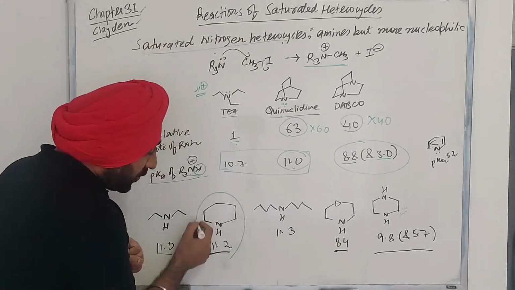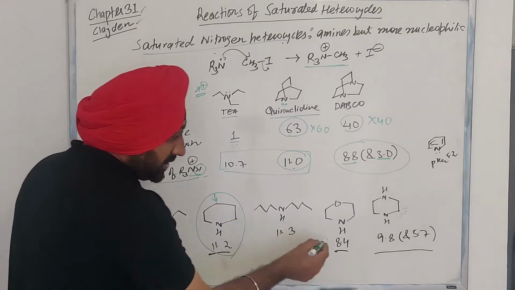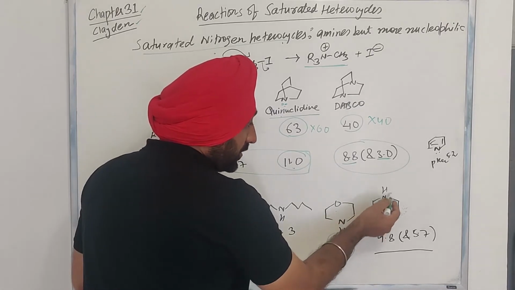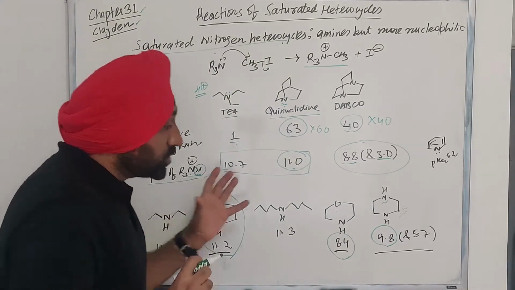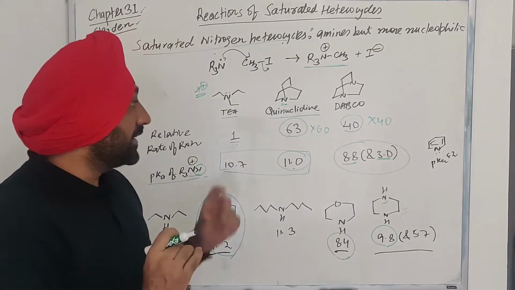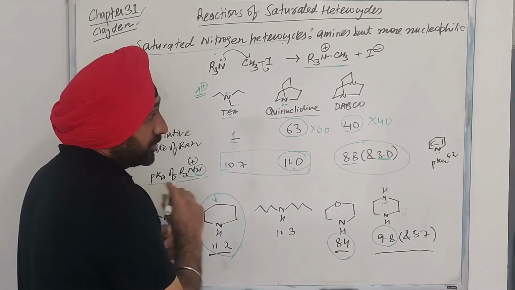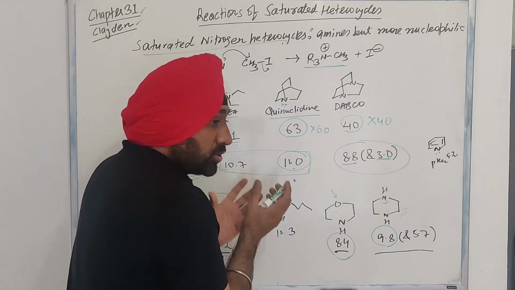Similarly, in the case of piperidine, as soon as you introduce a heteroatom at this position, when you have introduced oxygen, you have 8.4. When you have introduced nitrogen, you have 9.8. Okay, what is the reason for that? As soon as you introduce a heteroatom into the ring, what happens?